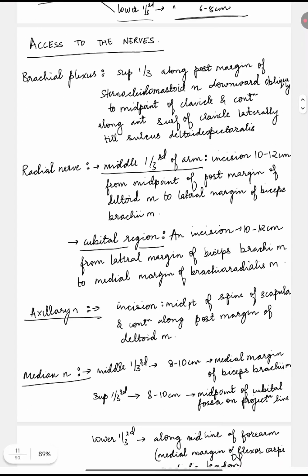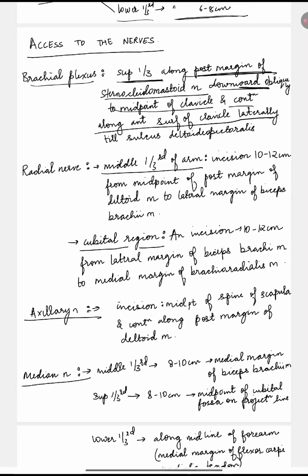Access to the nerve, first one is the brachial plexus. If we make an incision on the superior 1/3 along the posterior margin of the sternocleidomastoid muscle downwards obliquely to the midpoint of the clavicle and continue along the anterior surface of the clavicle laterally till the sulcus deltoidopectoralis.